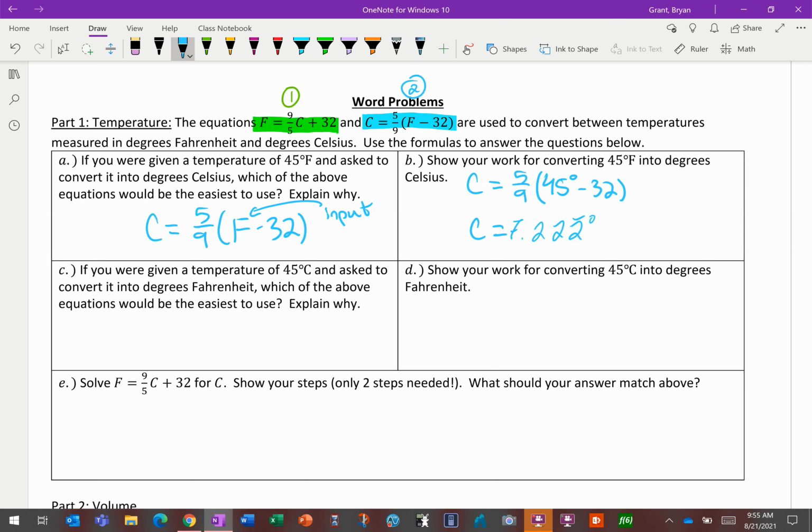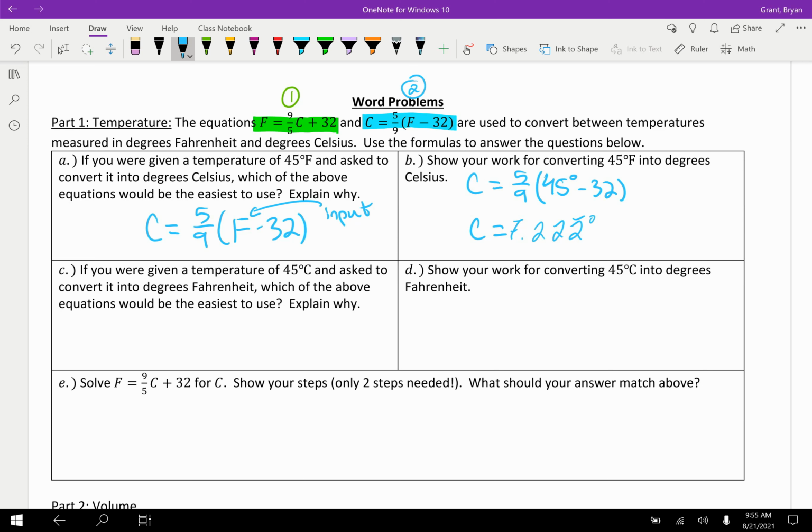Now we're being given a temperature of 45 degrees Celsius and asked to convert it into degrees Fahrenheit. So which equation would you use? Well, it's certainly going to be the other one, 9/5 times C plus 32. And let's actually do that. Remember, whenever we substitute something in, you should probably group that in parentheses, 45 degrees plus 32. And then this one actually comes out really nicely.